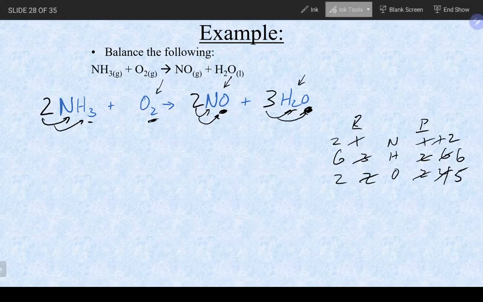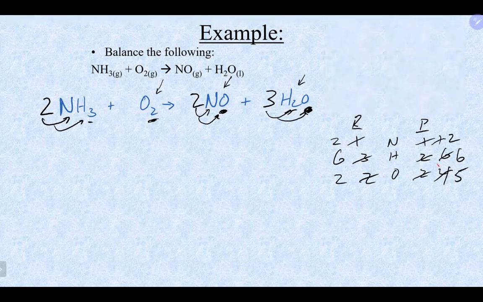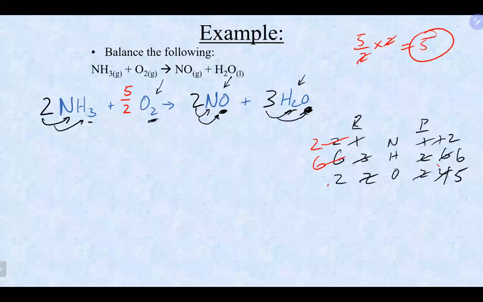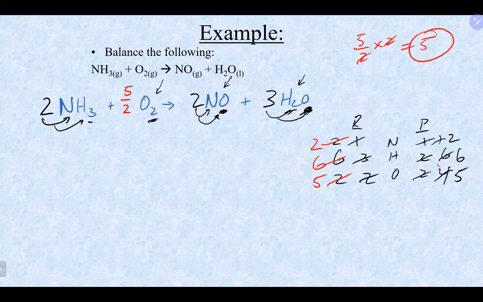And one way that you could do that pretty simply is to use a fraction. So if I use something like 5/2, that would give me 2 nitrogens. That would give me 6 hydrogens. And when I take 5/2 times 2, it equals 5. And that would give me 5 oxygens. It is technically balanced, but can I leave it like that? I cannot.